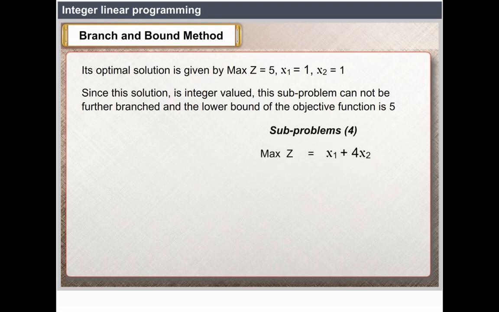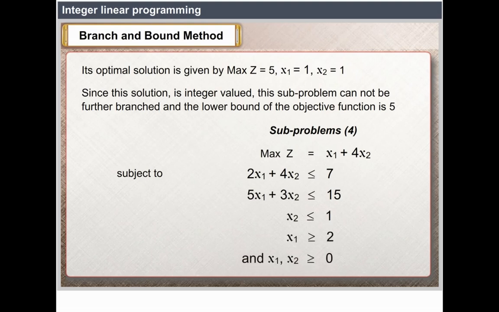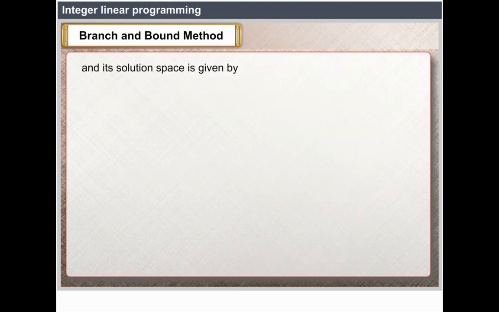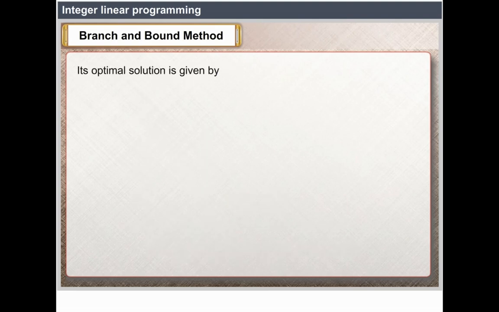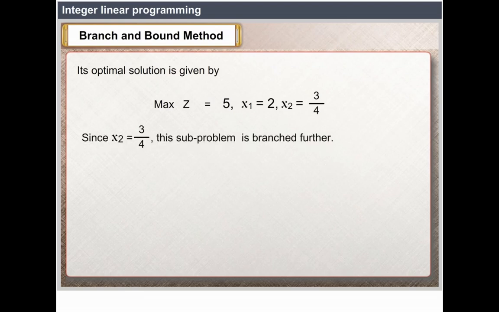Subproblem 4. Maximize z = x1 + 4x2 subject to 2x1 + 4x2 ≤ 7, 5x1 + 3x2 ≤ 15, x2 ≤ 1, x1 ≥ 2 and x1, x2 ≥ 0. And the solution space is given by using the graphical method. We can see the diagram. Its optimal solution is maximize z = 5, x1 = 2, x2 = 3/4. Since x2 = 3/4, this subproblem is branched further.